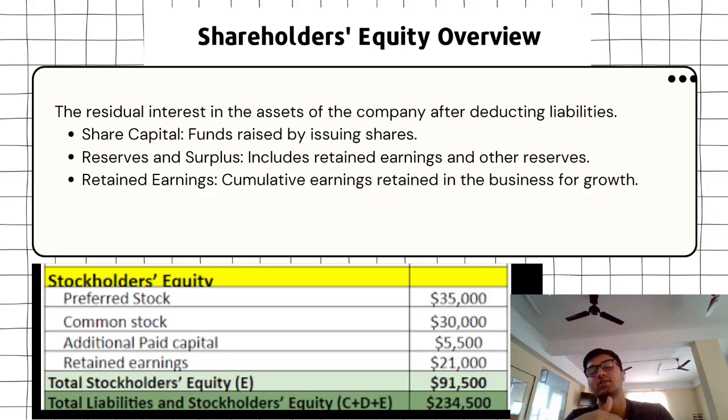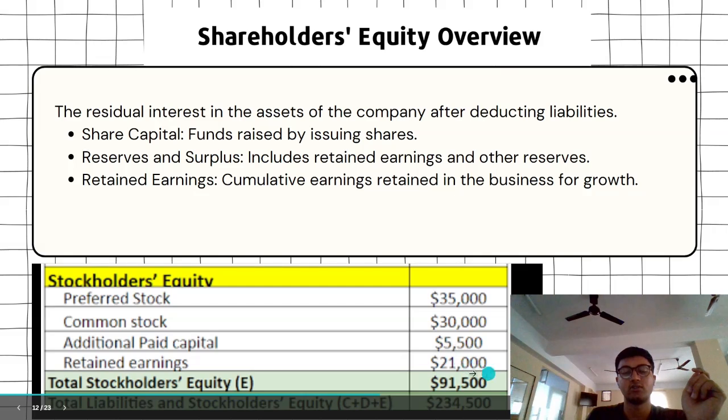So I'm retaining my earnings. I'm not spending it anywhere. I'm investing it into the business again. So it's added into the shareholders' equity, because at the end of the day, the price of the shareholders' equity is increasing if the company is making money. And retained earnings are the cumulative earnings retained in the business. So reserves and surplus include retained earnings, the cumulative earnings retained for business growth. So you can see that there was retained earnings in stakeholders' equity.